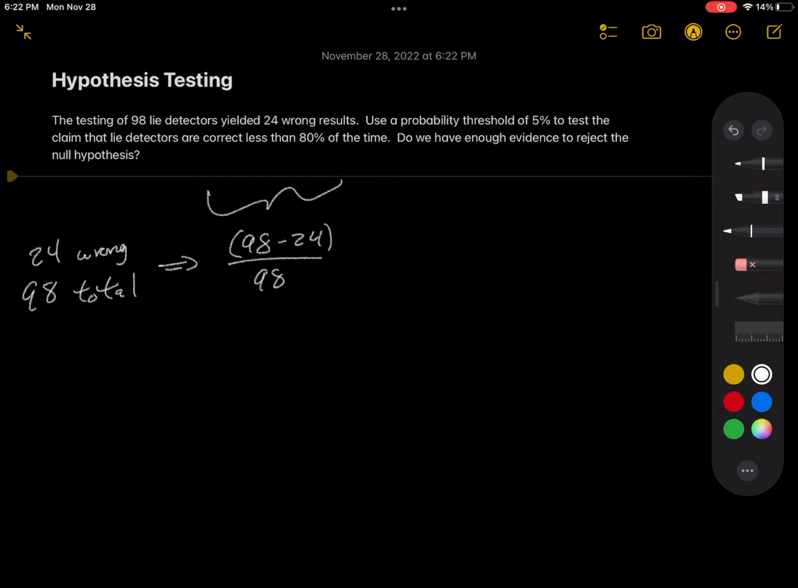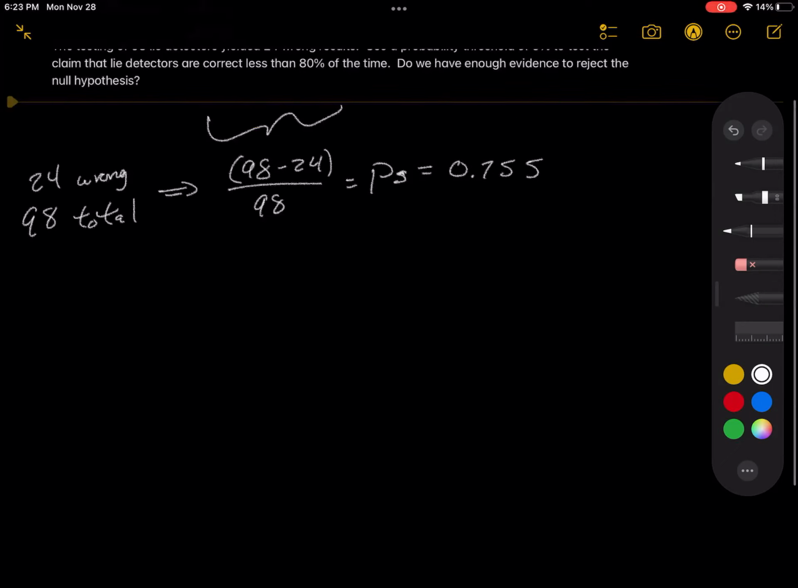And if I put that on top of 98, that gives me what we'll call P sub S, or the proportion measured from the sample. That's the proportion measured from the sample of correct results from these lie detectors. And we find that that's about 0.755. So we want to test the claim that the proportion of correct results is less than 80%.